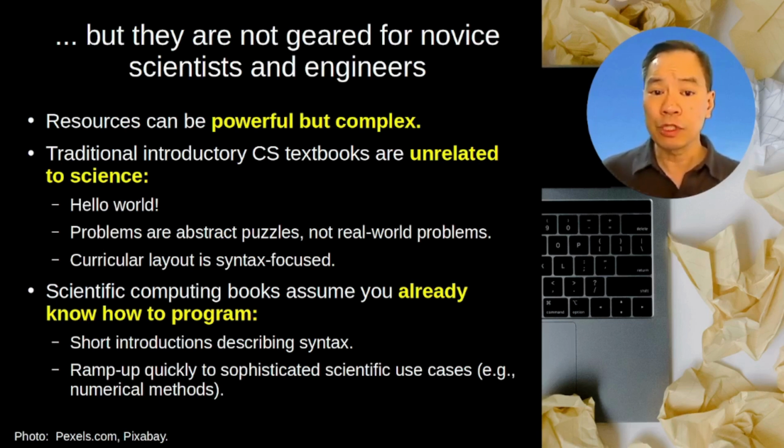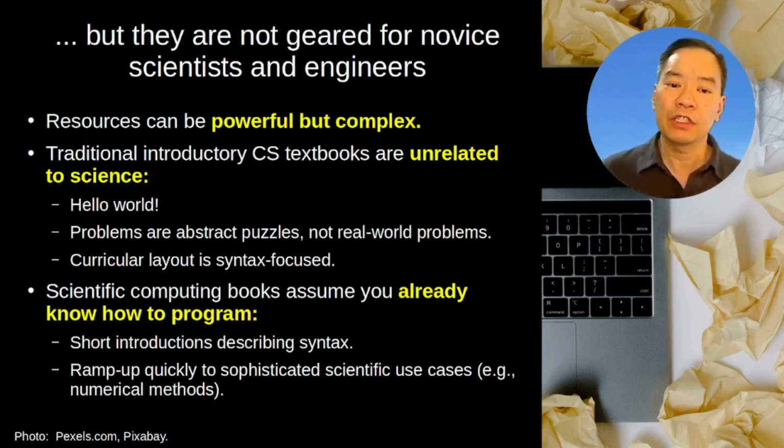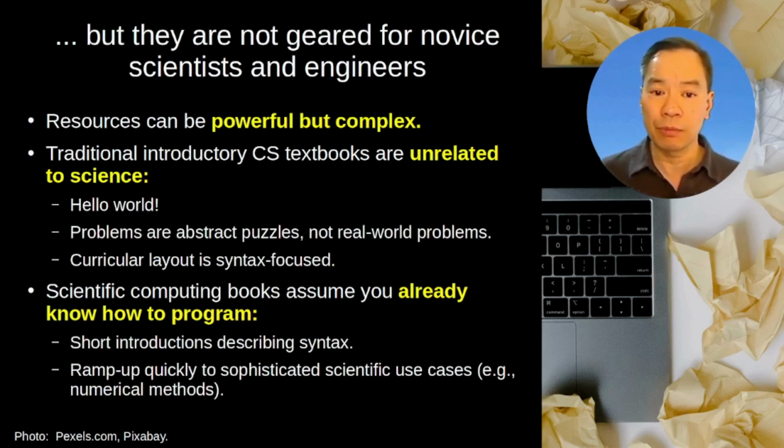A lot of these resources are extremely powerful, but they can also be quite complex, which makes them less accessible to novices. A lot of the traditional introductory computer science textbooks also take an approach that is not really connected to what scientists and engineers are looking for. The classic introductory computer science textbook's first line of code is to print hello world, which isn't really all that pertinent to what scientists and engineers do.